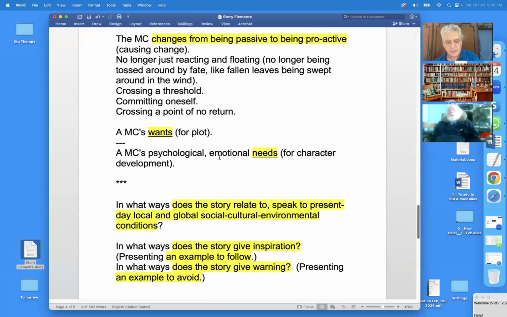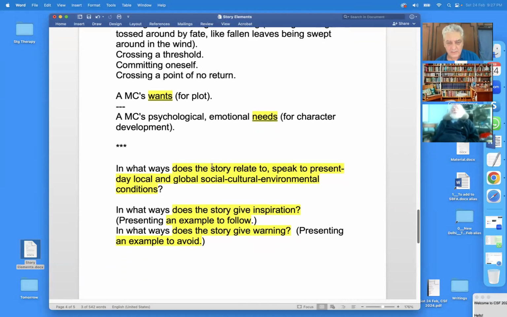Some people make a distinction between wants and needs. Wants are, I want a particular thing, and that drives the plot. That's the spine of the story, as I mentioned. But what she needs is her emotional, psychological development and maturity, so that she can succeed in her mission. So needs involve this internal growth. And we want to keep an eye on how stories relate to the here and now, the social, cultural, political, environmental conditions, and keep in mind whether the story is inspiring us or giving us a warning not to do something.